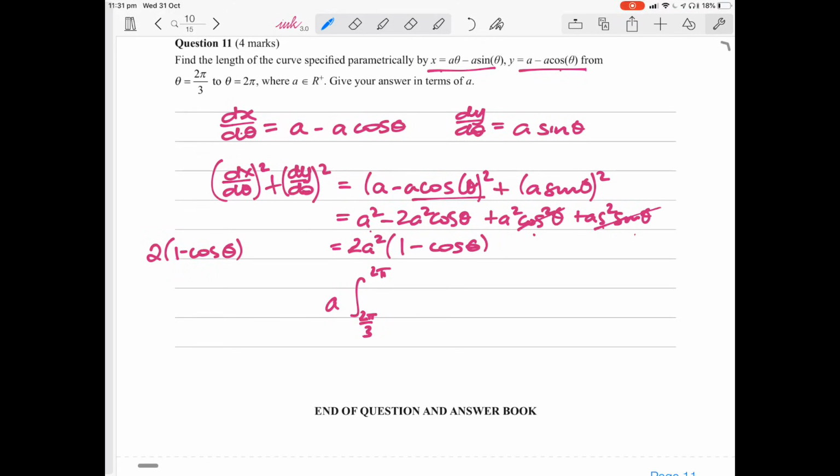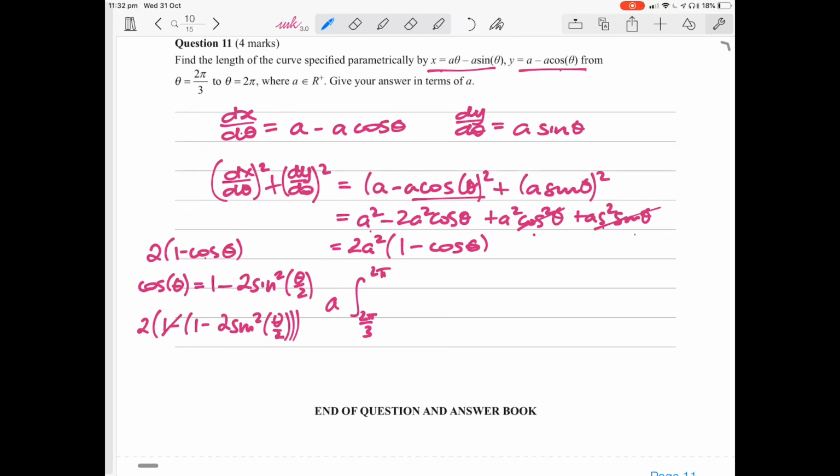So somehow we're going to have to use a double angle formula, but we know that cos of theta is equal to, we've got to use a half angle formula, 1 minus 2 sine squared theta on 2. So if we sub that in there, we're going to get 1 minus 2 sine squared theta on 2.